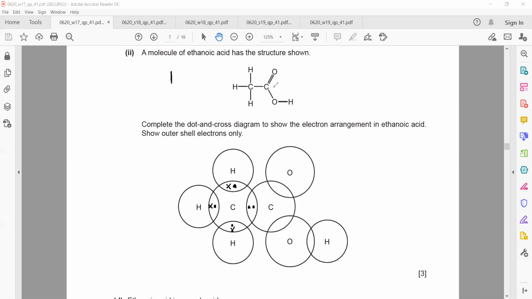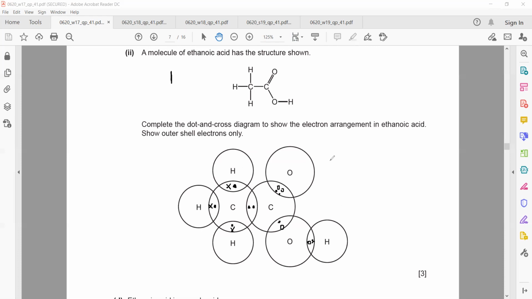Then there's a double bond between carbon and oxygen. A double bond means two pairs should be there, but we should use a different symbol for oxygen electrons, so I'm using a circle. And there's a single bond between carbon and oxygen, and then between oxygen and hydrogen also a single bond, so the circle is for oxygen and the cross is for hydrogen.